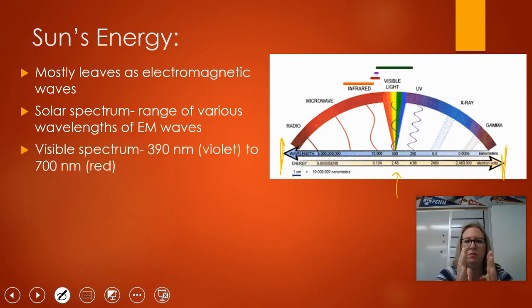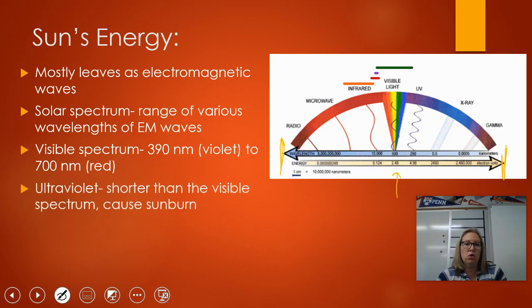The visible spectrum is only between 390 nanometers for the violet and blue side of things, up to 700 nanometers for the red light. Okay, so when we look outside, what we see is within that visible spectrum, and the different colors we see are within that spectrum. When all those wavelengths combine together, that's like white light. That's the sunlight. And we only see things because the sunlight is bouncing off of those things.